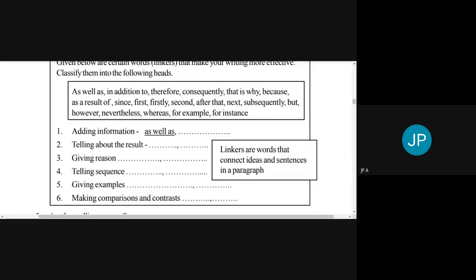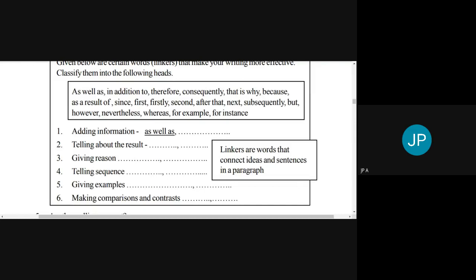Okay, telling sequence. Sequence means the order of doing things. Sequence, order. Sequencing, we have many linkers in the box. Which are the sequencing linkers? Yes, Krishna, first. Firstly, second, after that, next, subsequently. Okay, all these things.